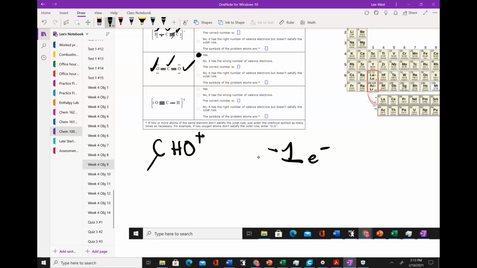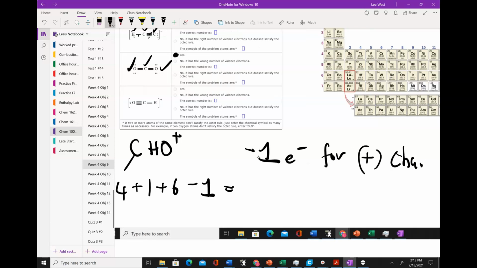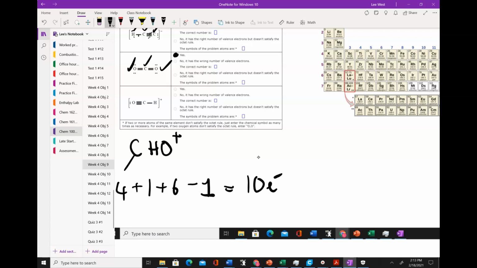So carbon's in group 4A, so that's 4 electrons for that guy. Hydrogen's in group 1A, so 1 electron for that. Oxygen's in group 6A, so 6 electrons for that. And then we're going to take 1 away for the positive charge. So -1 electron for every positive charge. So if it was +2, we'd take 2 electrons away. So 4 + 1 is 5, + 6 is 11, -1 gives me 10 electrons.